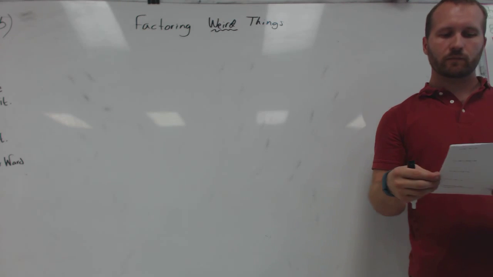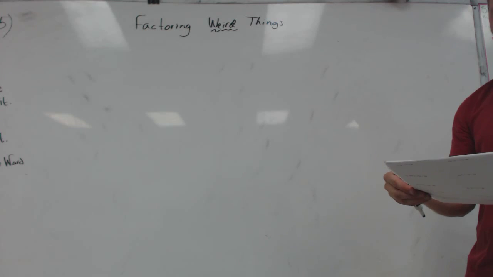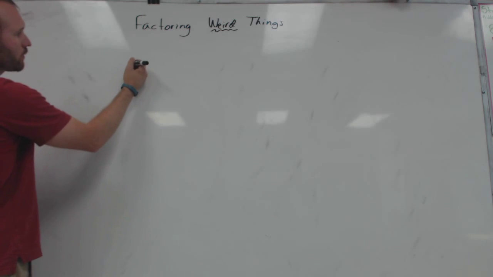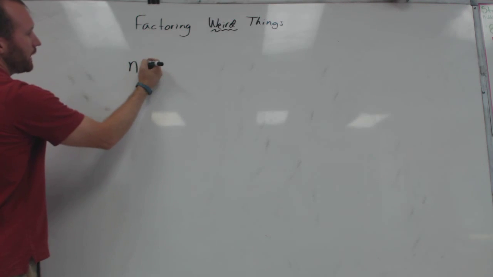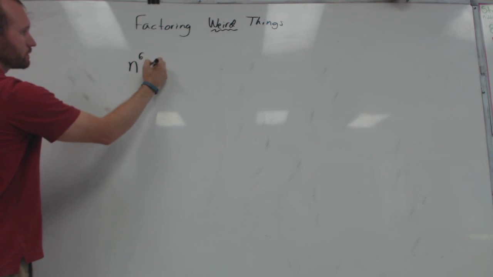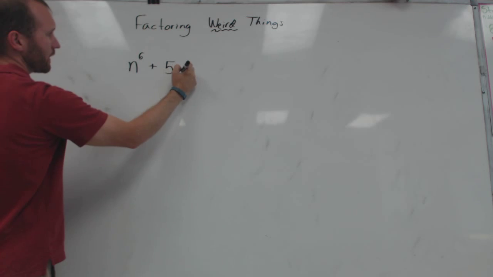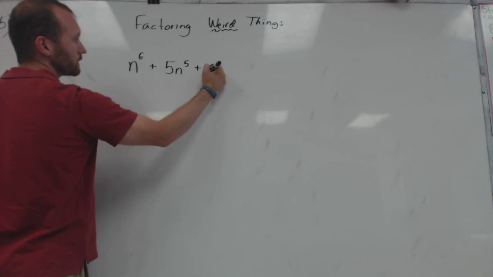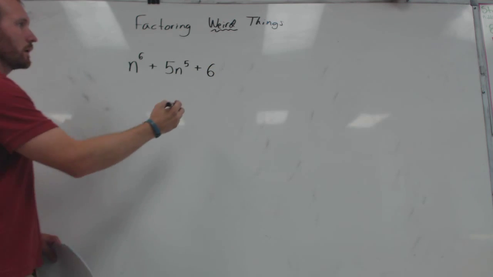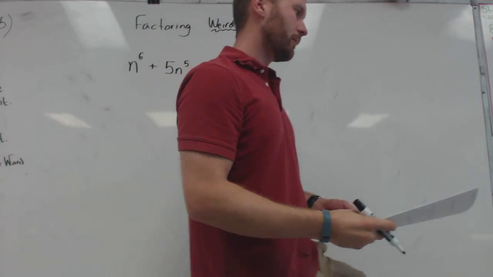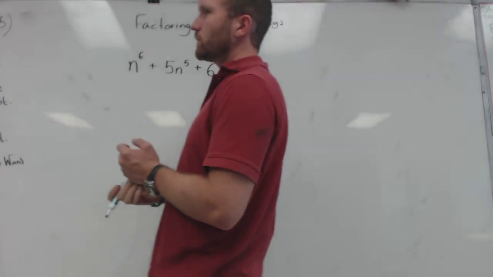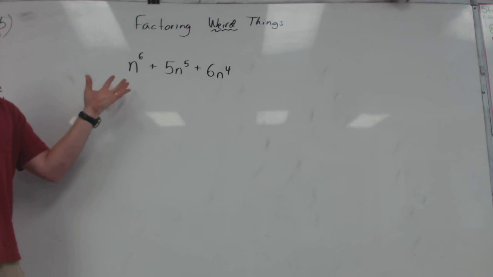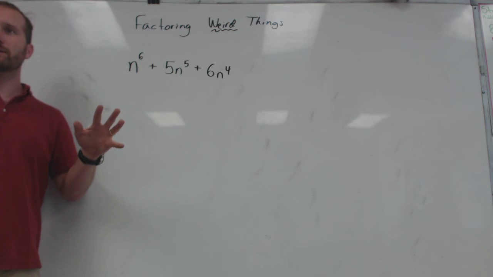All right. Let's say you had this. This is going to be weird for a couple different reasons. N to the 6th power plus 5n to the 5th power plus 6. So you look at this and you go, whoa, wait a second. We're only on quadratics. We have a long way to go before I can do n to the 6th, right? Or x to the 6th.